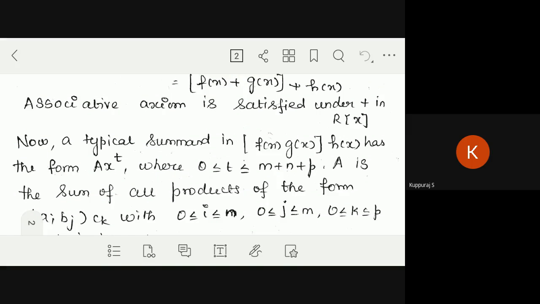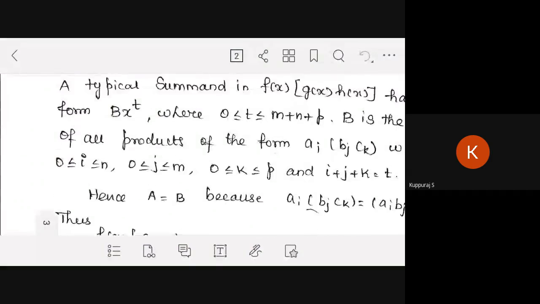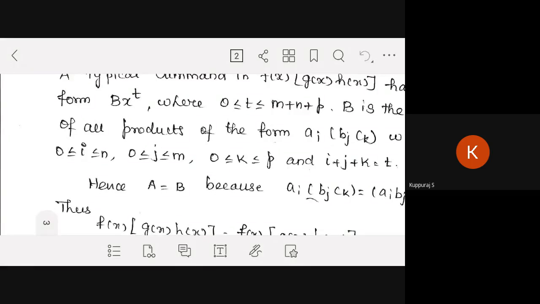So if you change the brackets, that is f of x into g of x into h of x, I choose the format of the form b x power t. Here b is the sum of all the products of the form a_i b_j into c_k, and t also lies between 0 to m plus n plus p.